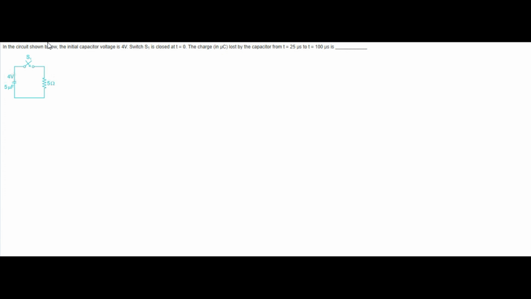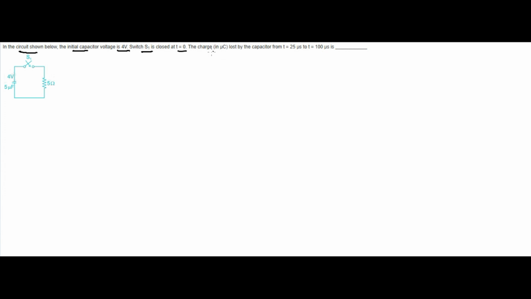Okay, in this question, they are given the circuit, and the initial capacitor voltage is 4 volts. They have given a switch S1, and it will be closing at t equals 0. That means at the beginning itself the switch is closed, so that the current flows through the circuit. There is a thing you have to know about that.